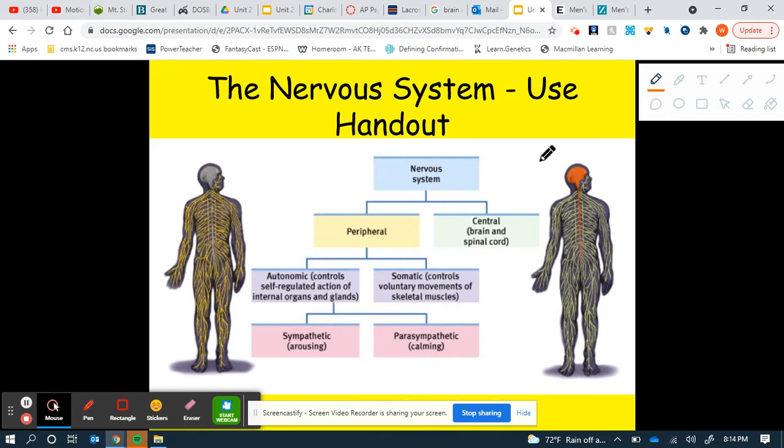All right, so the nervous system. The nervous system is the full system of nerves that make up our brain, our spinal cord, and then all of the nerves that come off of it. It consists of what is called the peripheral nervous system, which is on the outside, and then the central nervous system, which is the brain and the spinal cord.